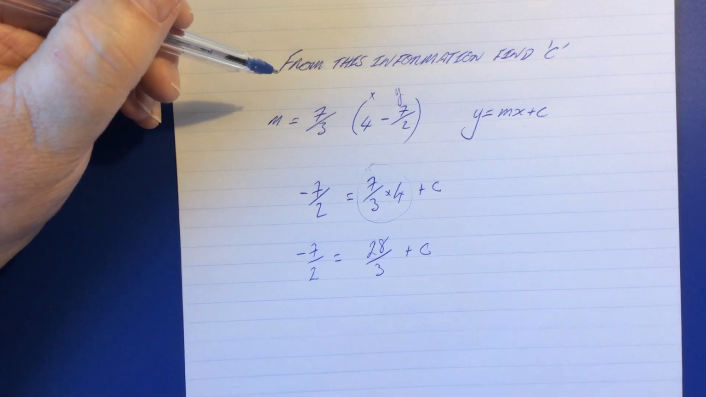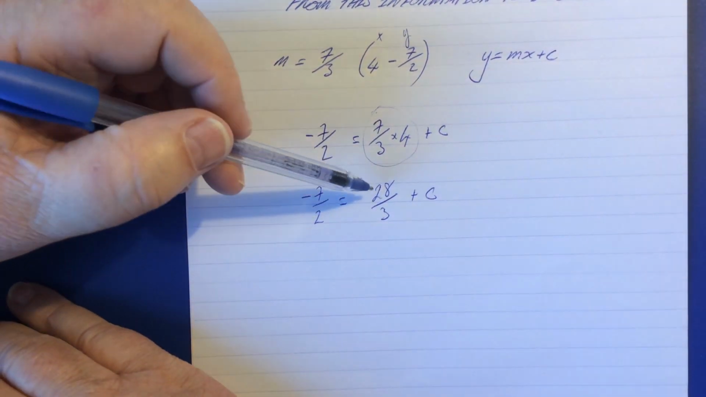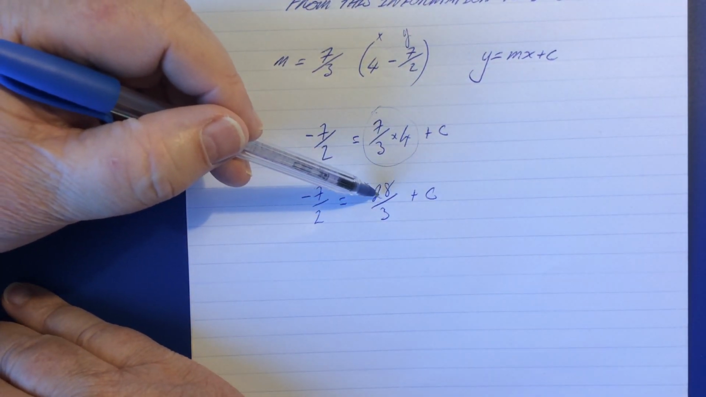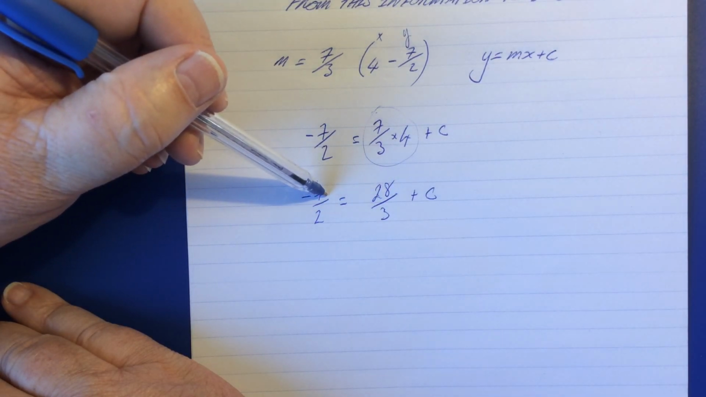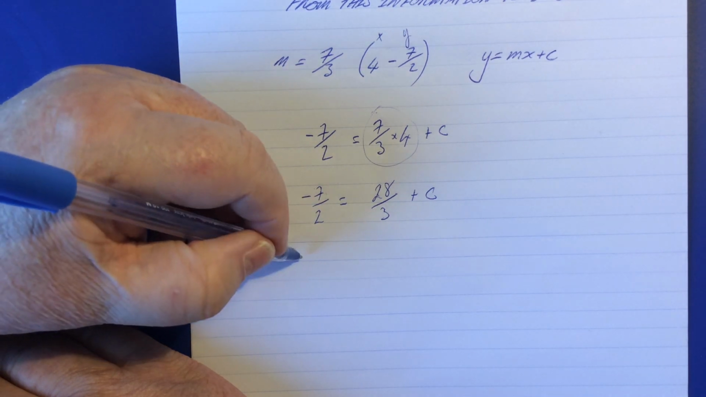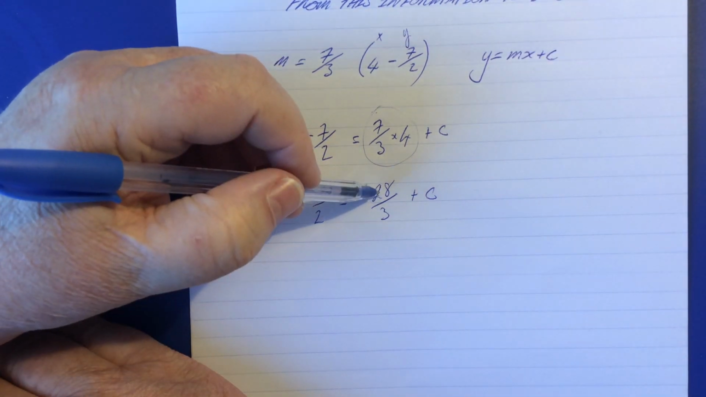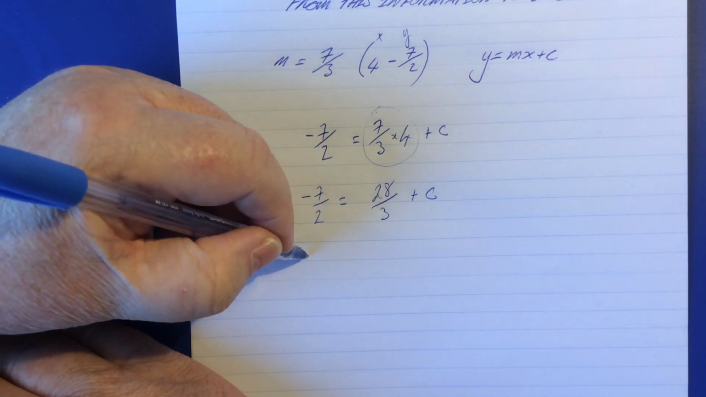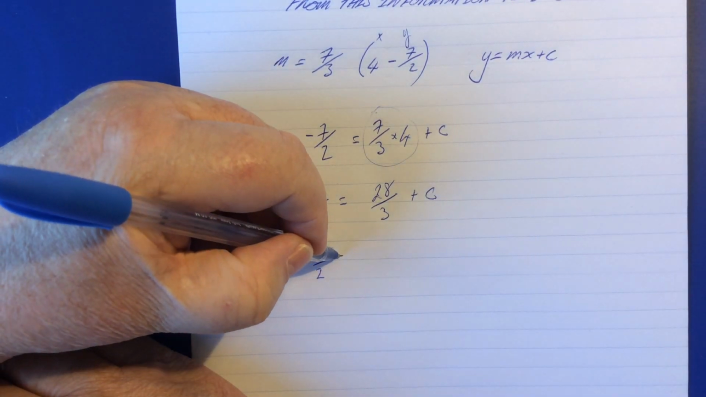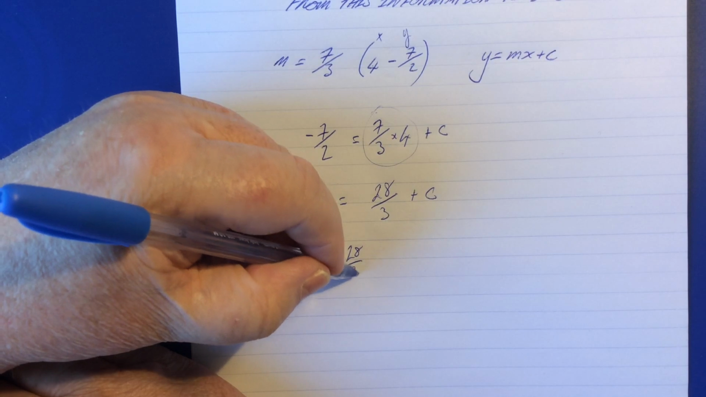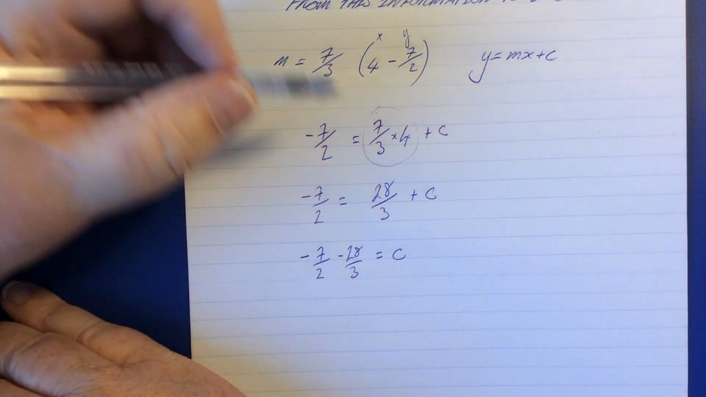How do we deal with this? Well, I'm going to move this fraction over to this side of the equation. And I do that by subtracting 28 on 3 from each side. So I get negative 7 on 2 minus 28 on 3 is equal to C.